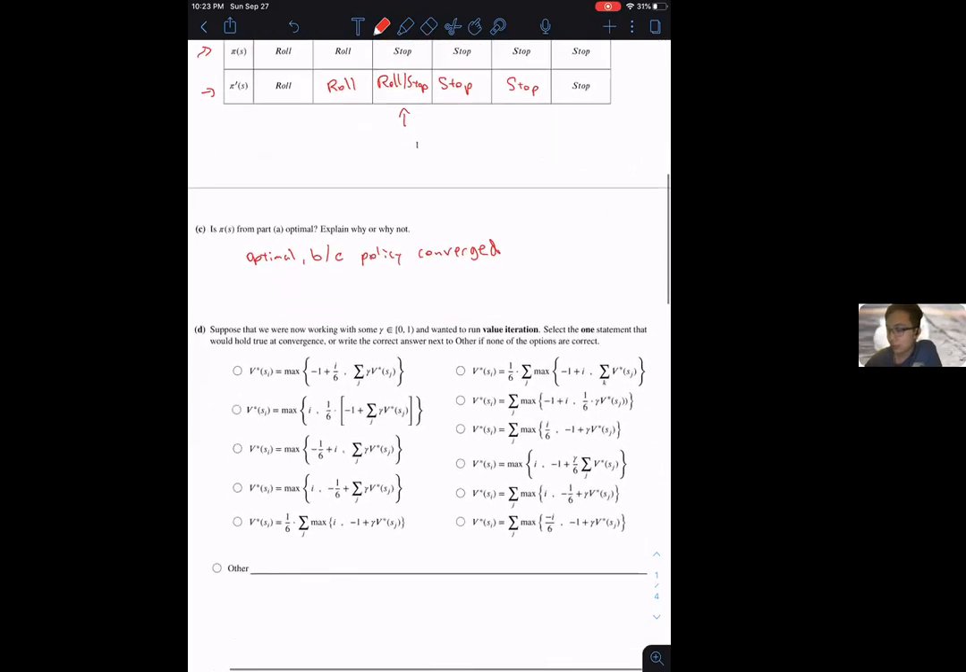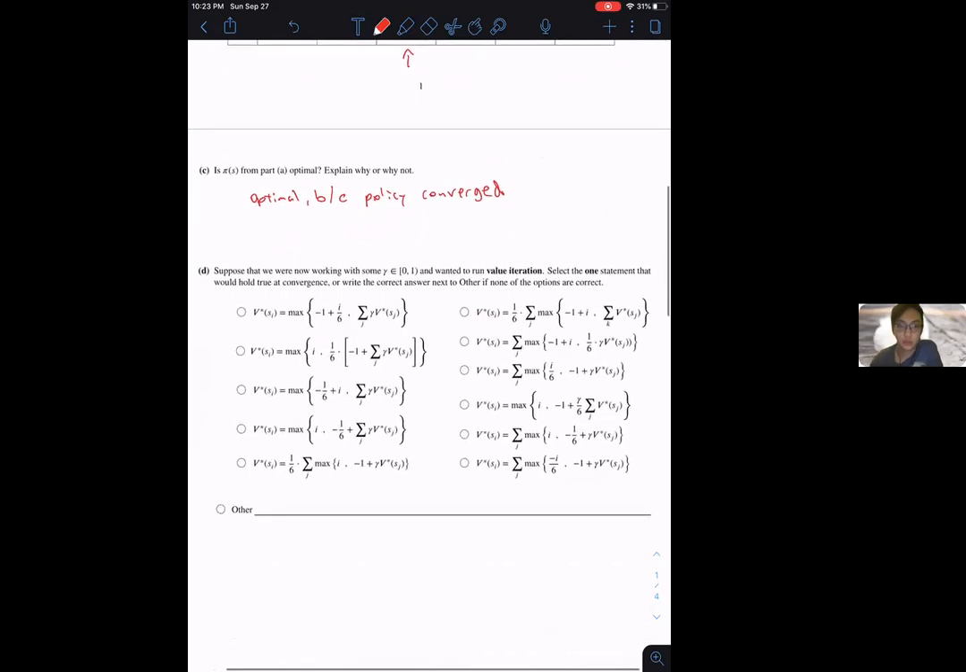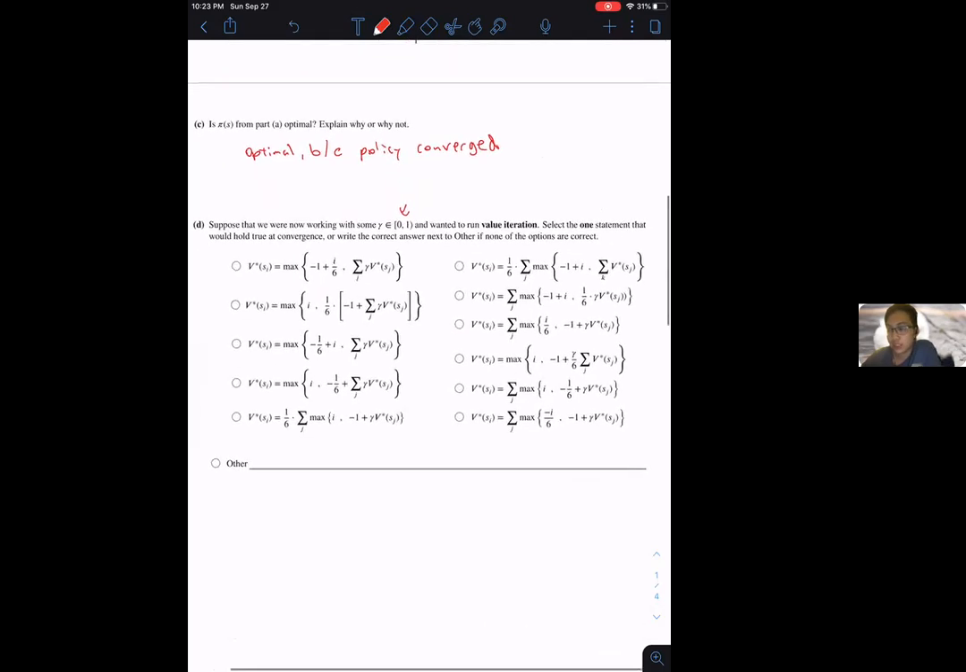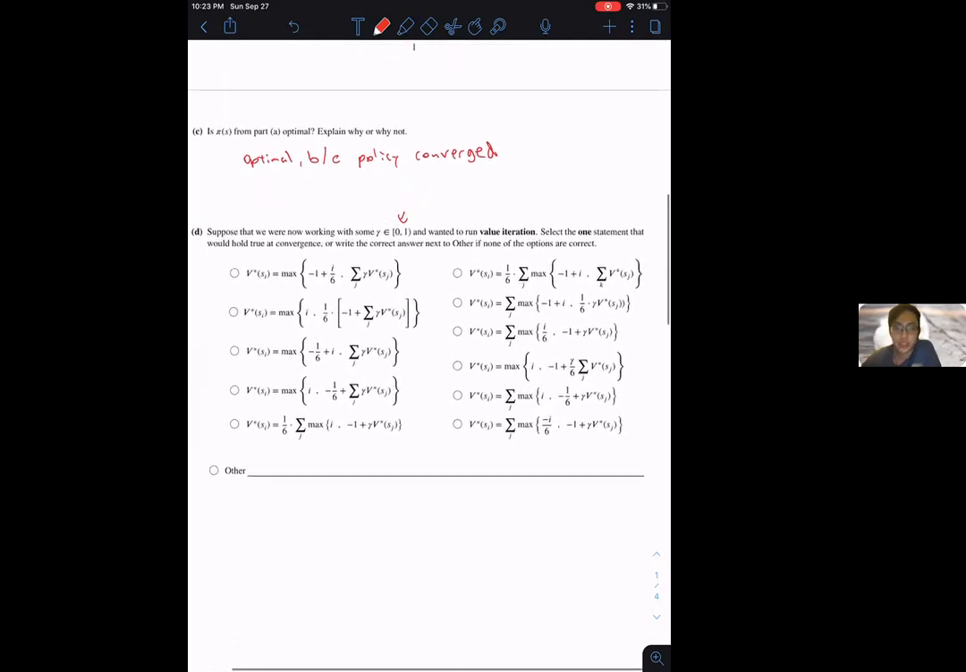Okay, and for the last part of question 1, suppose that we're now working with some arbitrary gamma from 0 to 1, so just within the valid range of usual gammas, and we wanted to run value iteration. In this case, we want to select the one statement that would hold true at convergence. This is a similar setup to what you would normally see in these kinds of problems, where we would ask you to craft a function based on the problem description.